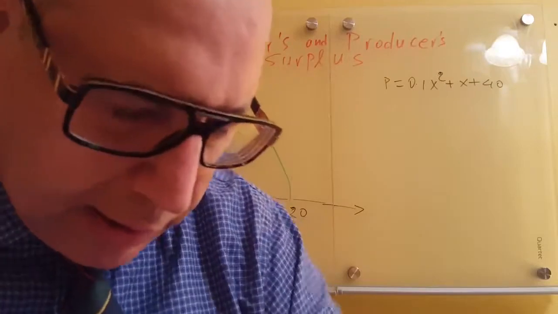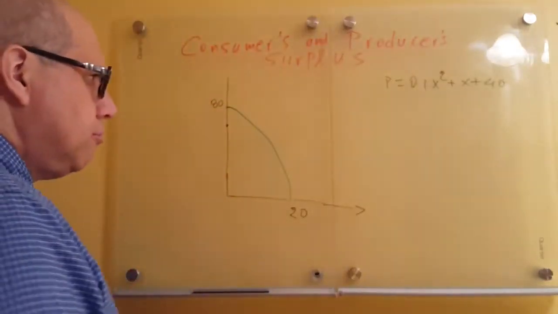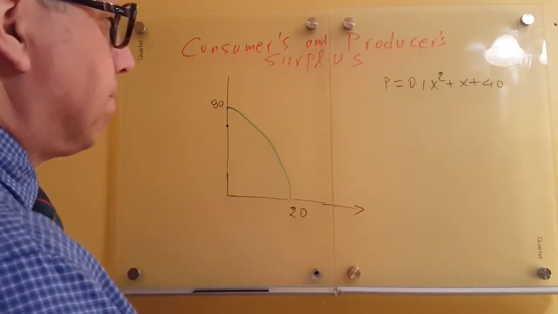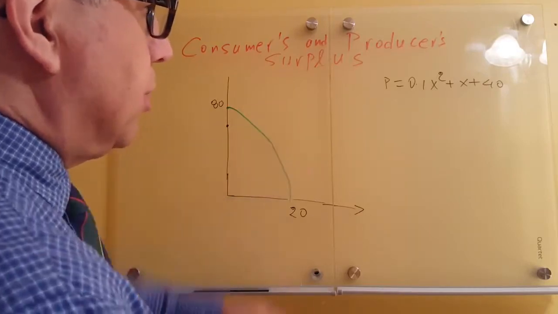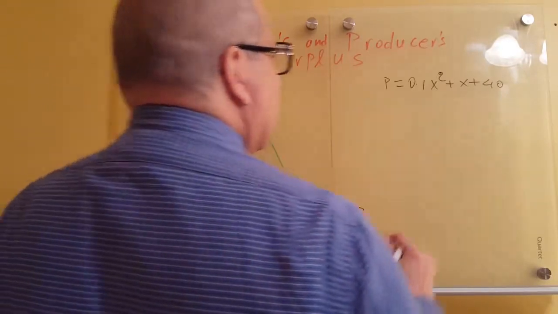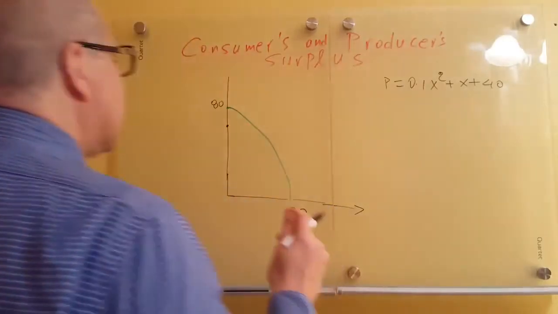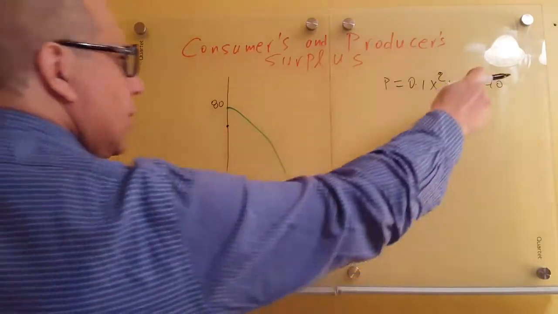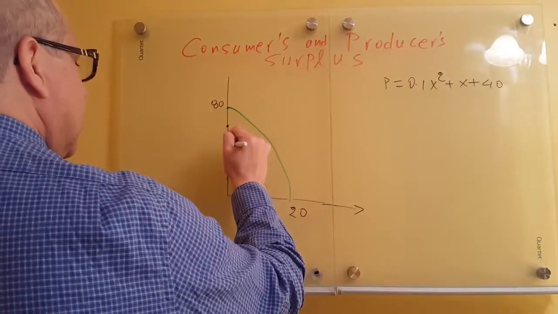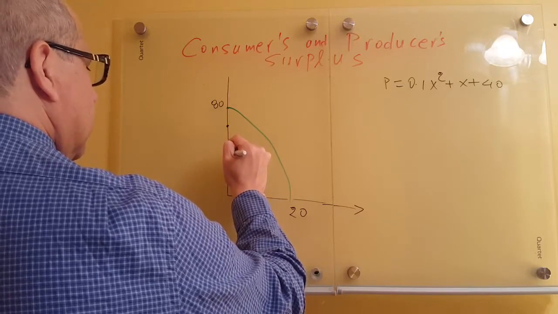Again, this here is a quadratic, but of course this opens upwards. The y-intercept will be the c, which is 40. So let's say it's approximately here.